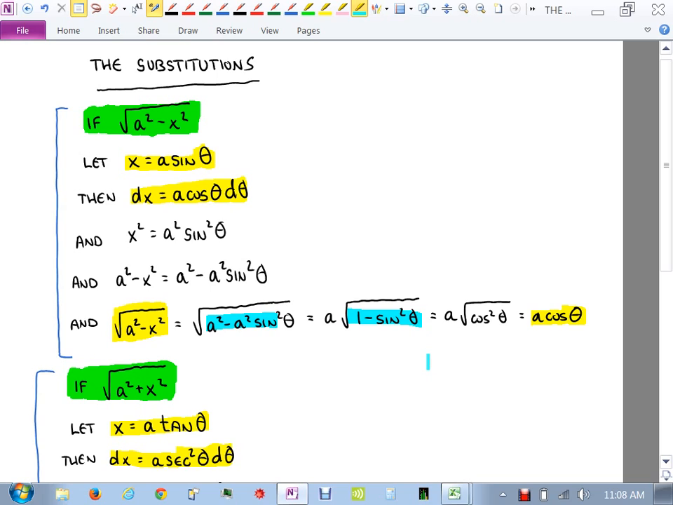And the square root of cosine squared would just be cosine. So the stuff in yellow is what you should pay attention to. If you have that green thing, x will be a sine theta, dx will be a cosine theta d theta, and the square root of that junk you started the problem with will turn into a cosine theta. You don't have to go through all this work on every problem, as long as you remember these three things. That's what you do if you see the square root of a squared minus your variable squared.